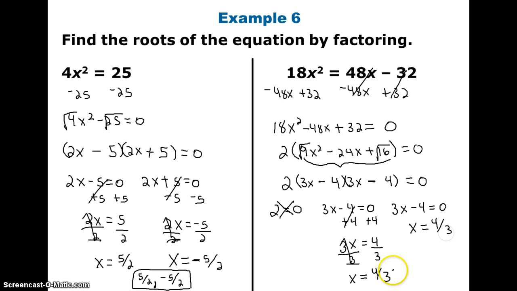And you guys notice that the answer is repeating. Sometimes that can happen. You can have 2 different answers, 2 different roots, or you can have the same root. So when it is repeating, what that means is you only have one root. The actual root, the actual 0 or x-intercept, it has different names, is 4 over 3. Just one answer.